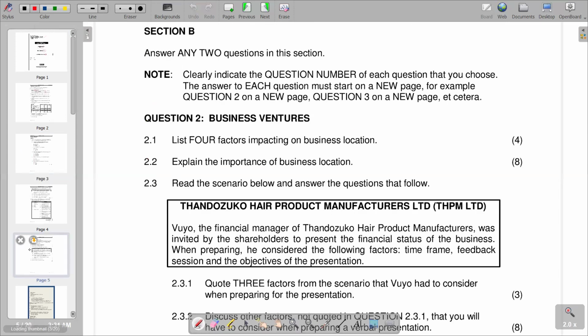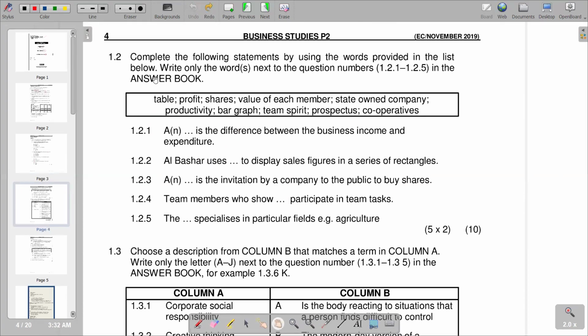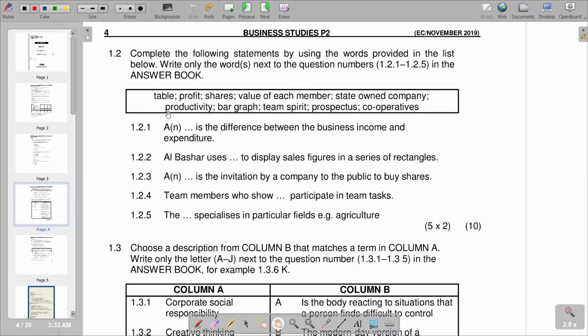So we go to the second section, 1.2. On 1.2, it reads: complete the following sentence by using the words provided in the list below. Write only the word or words next to the question numbers, that is 1.2.1 up to 1.2.5, in the answer book. So you are given different words and terms that you need to pick as your response.